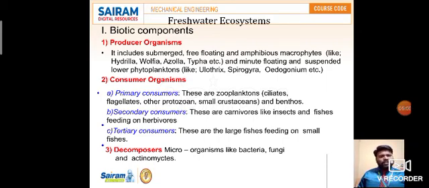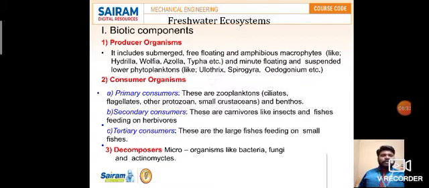Now coming to the consumer organisms, those are categorized into different types: primary consumers, secondary consumers, and tertiary consumers. Zooplanktons and benthos are primary consumers. Next are secondary consumers. They are carnivores that eat insects and fish, feeding on herbivores. Tertiary consumers are the large fish eating the small fish.